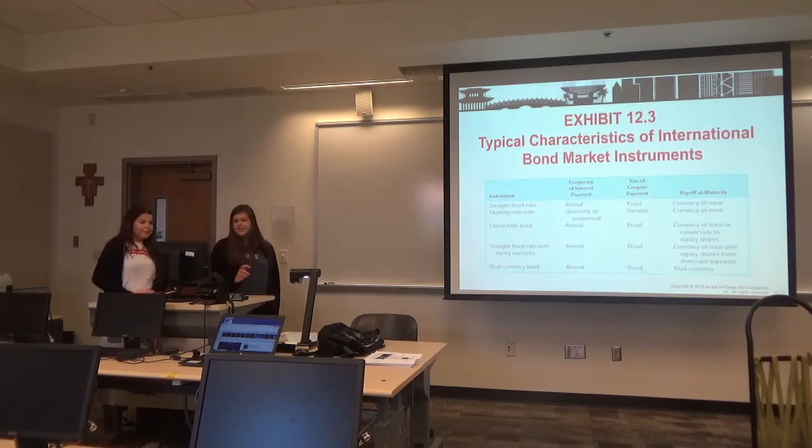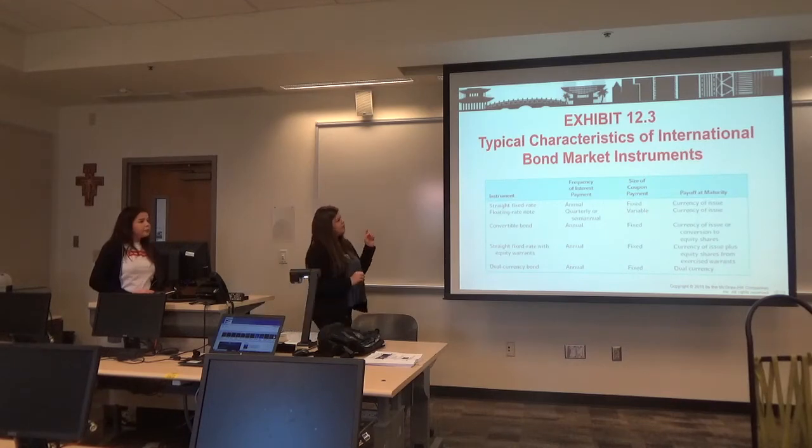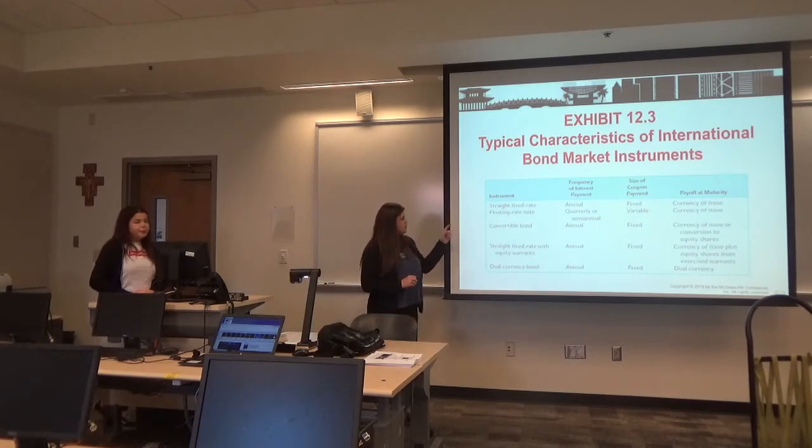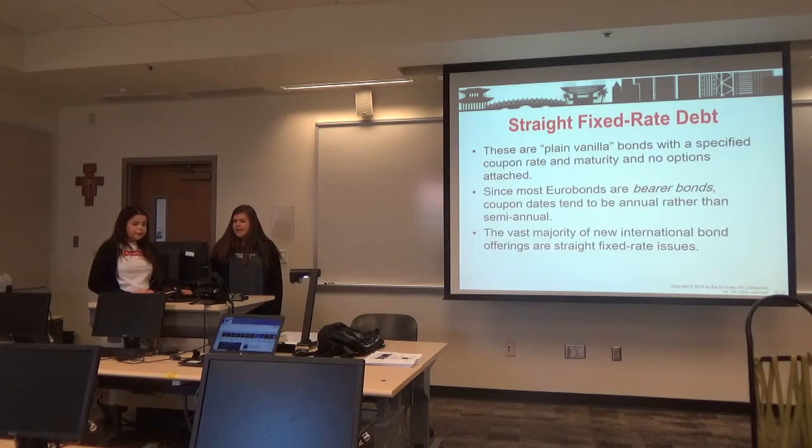All right, so these are the typical characteristics of international bond market instruments. Like listed in the last slide, we have the straight fixed rate, the floating rate note, the convertible bond, straight fixed rate with equity warrants, and dual currency bonds. As you can see, the size and coupon type are all fixed except the floating rate, which is variable. These are plain vanilla bonds with a specified coupon rate and maturity and no options attached.